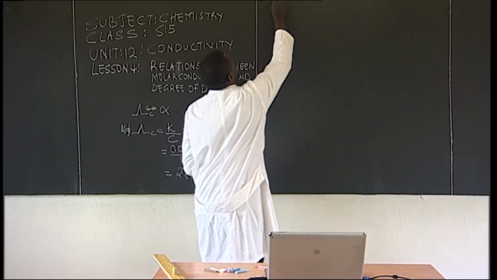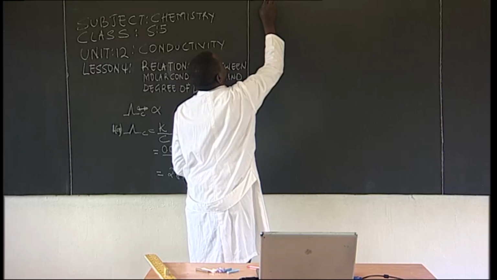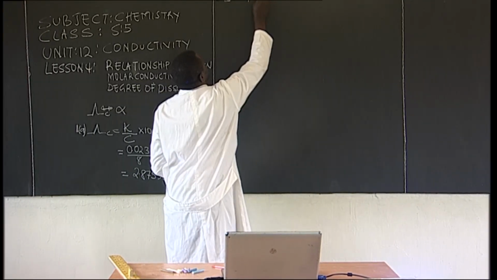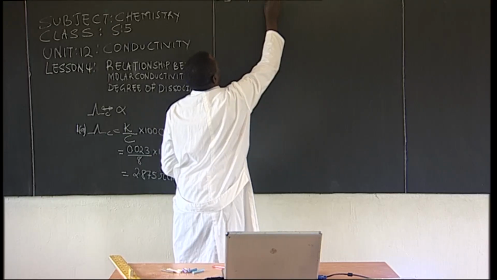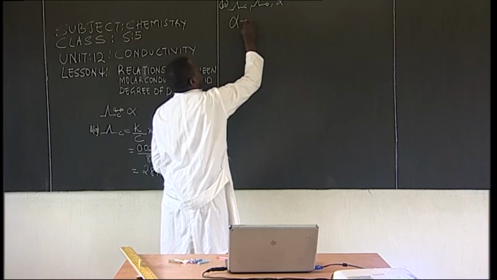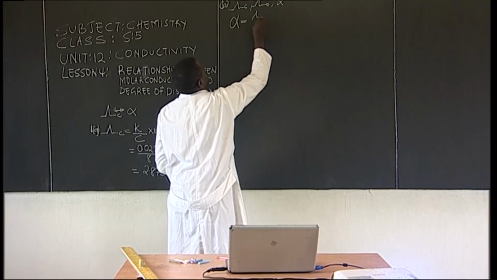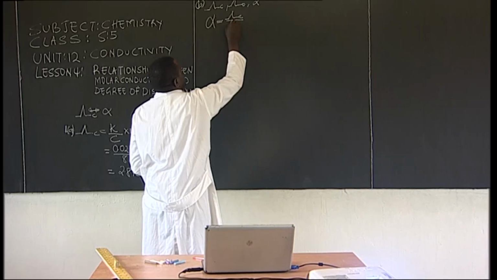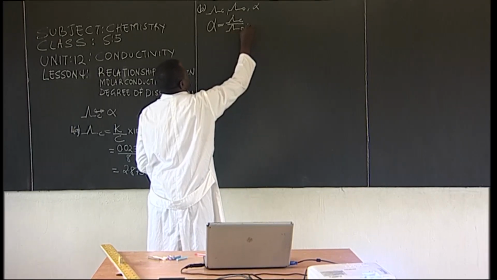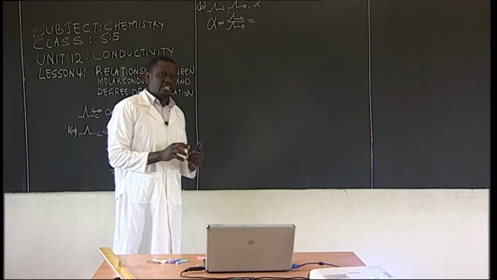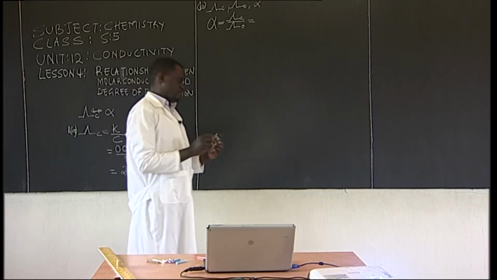Part B, we are going to say the degree of what? Dissociation. So we are going to use this one, and then alpha. So we say alpha, the degree of dissociation, will equal the molar conductivity at a given concentration divided by the molar conductivity at infinite dilution. So we substitute. We first see if our units are the same. Yeah, our units are the same, actually.